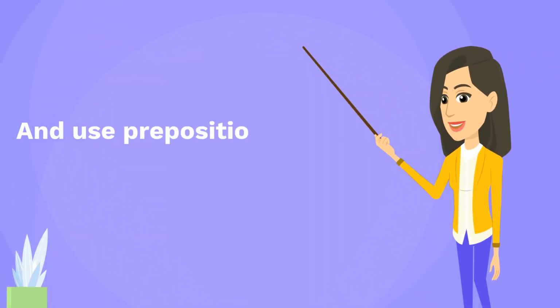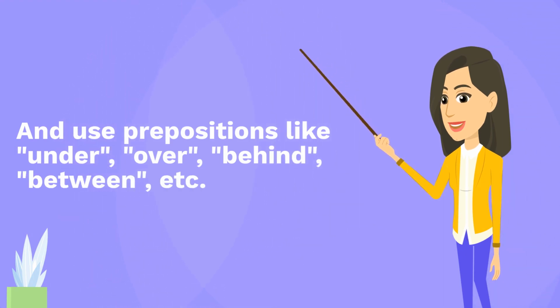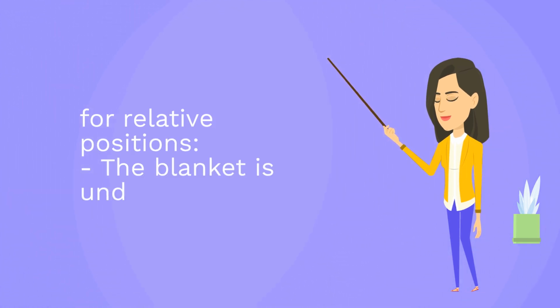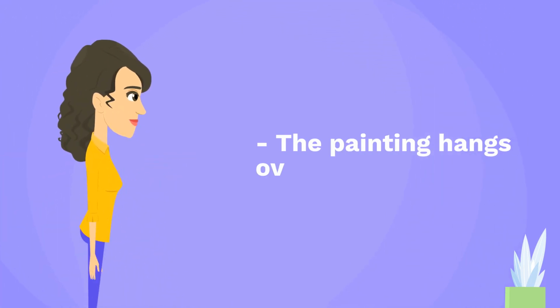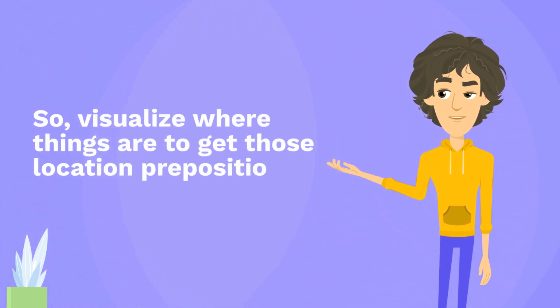And use prepositions like under, over, behind, between, etc. for relative positions. The blanket is under the bed. The painting hangs over the fireplace. So, visualize where things are to get those location prepositions right.